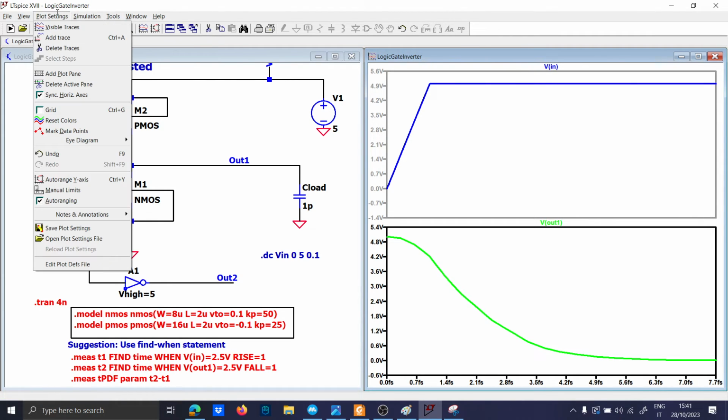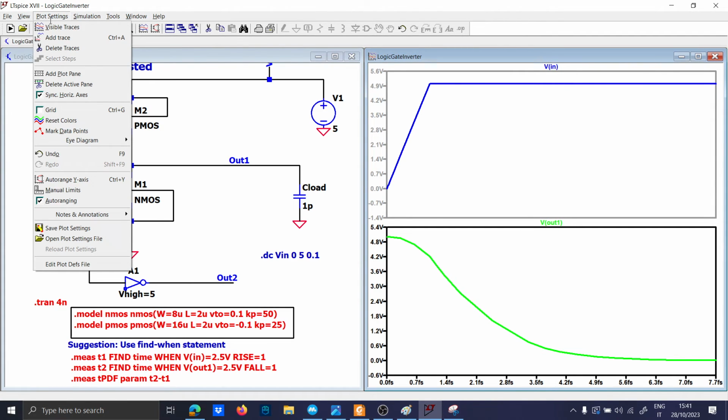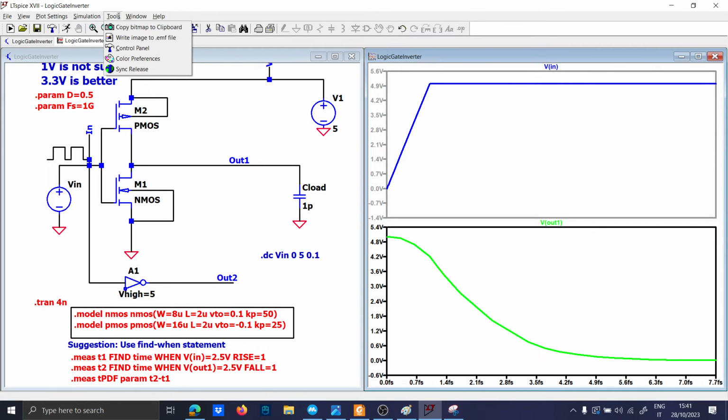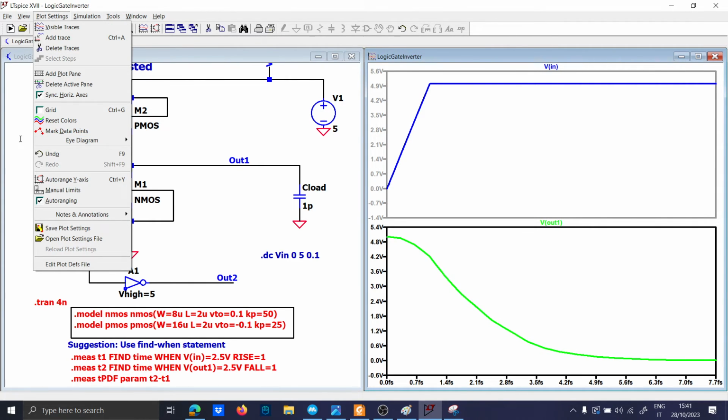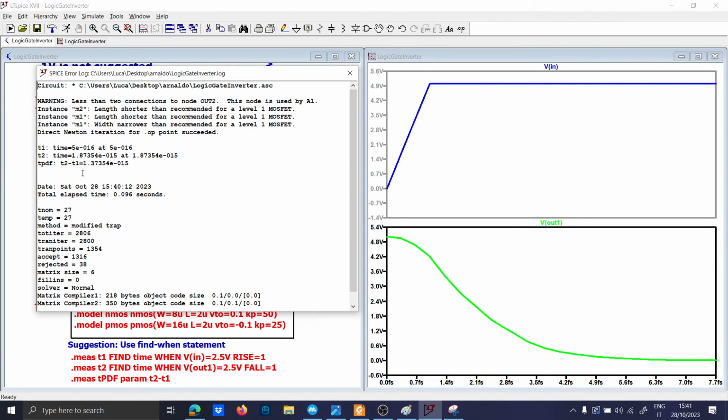Let's check the error log again. Where is the error log? I couldn't find the error log because I was on the graph. So it says that we have 1.37 femtosecond as propagation delay.